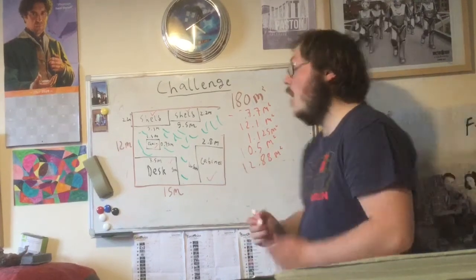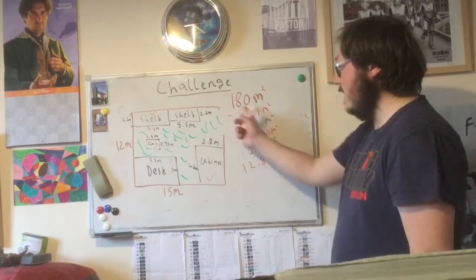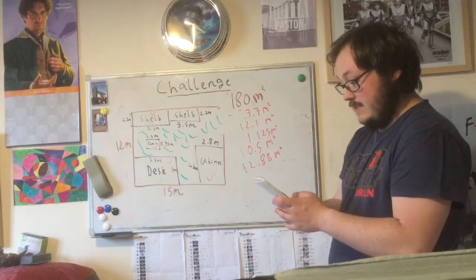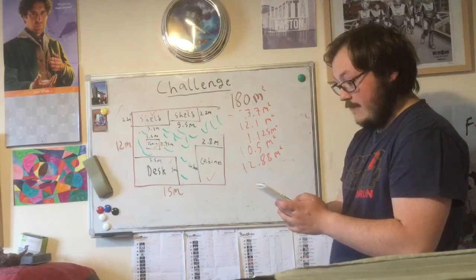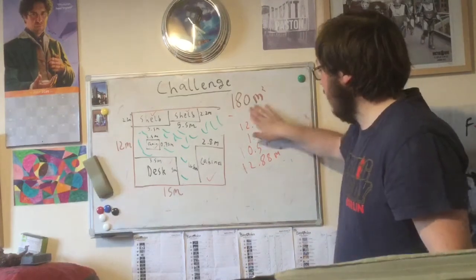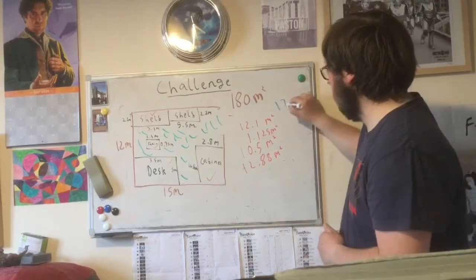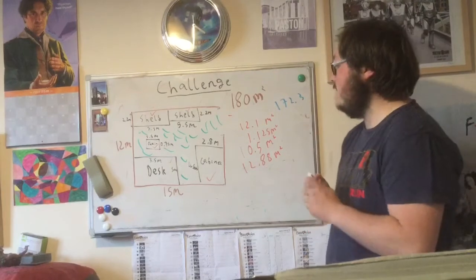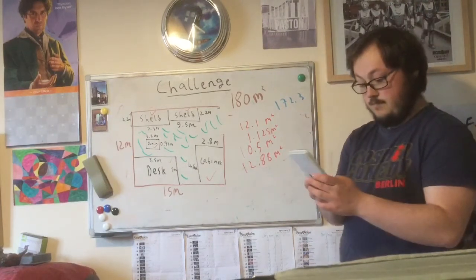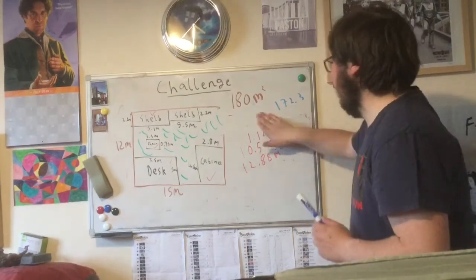So now that we know what each of the areas of the objects are, we now have to subtract each of these from 180. So let's do it. So 180 take away 7.7 gets us 172.3. So once taken that away, we get 172.3. So now we take away from 172.3, 12.1. And that gets us 160.2.